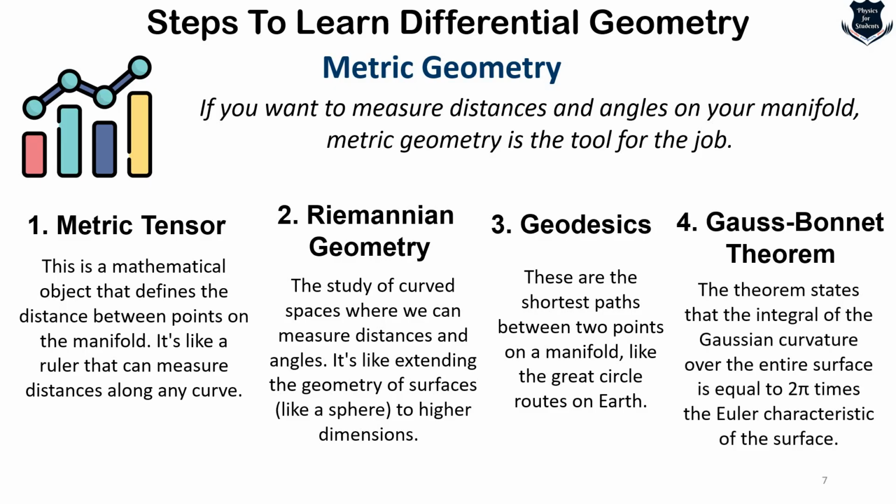And then, as I was talking, is called the Gauss-Bonnet theorem, and this acts as a bridge between the Gaussian curvature and the Euler characteristic of the surface. So part 2, after going through the essential lessons of the foundation, you need to go for metric geometry, because metric means measurement. So the metric tensor, Riemannian geometry, geodesics, Gauss-Bonnet theorem are basically doing what? They are tools to measure the distance and the angles and whatsoever.